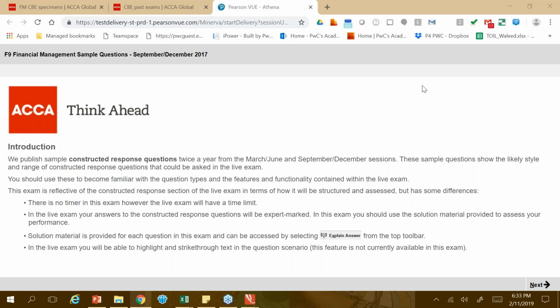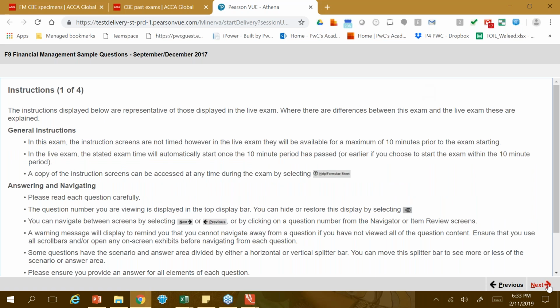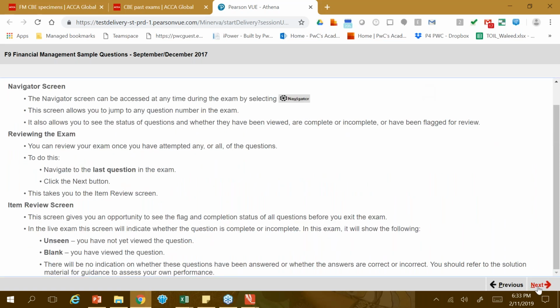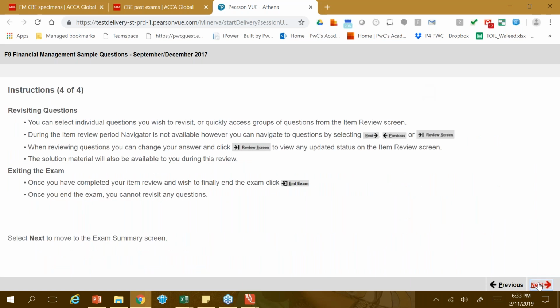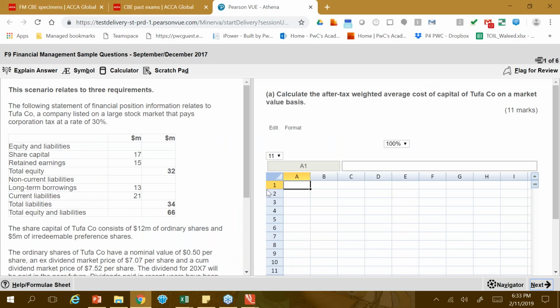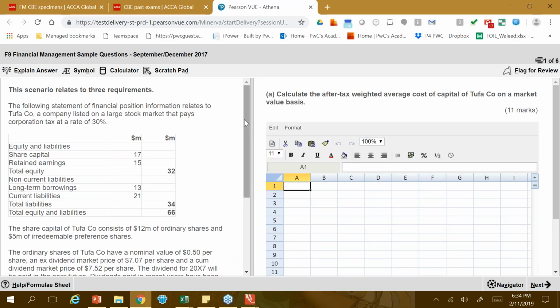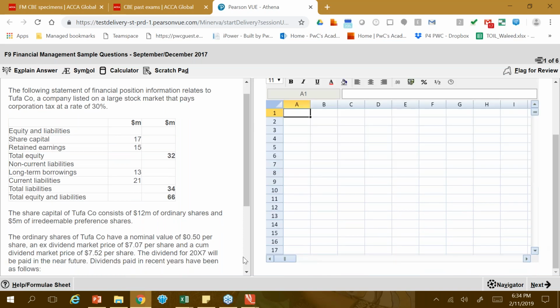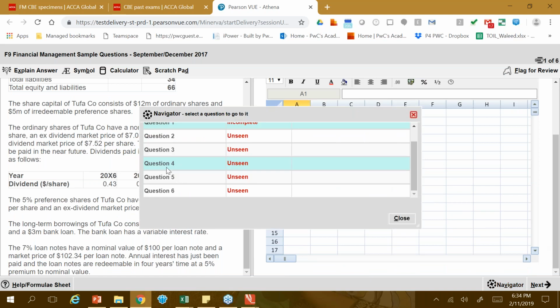So we are into the September-December 17 exam now, and we are going to have a look at a recent question, just a few years back, Pelta. So if we can start this. So the question was, I think, question 4. Yeah, this is a question, Pelta.